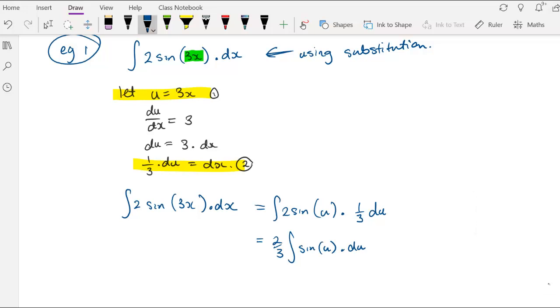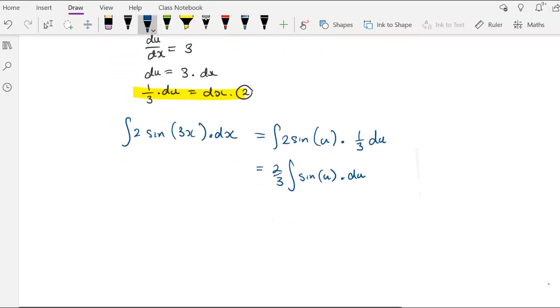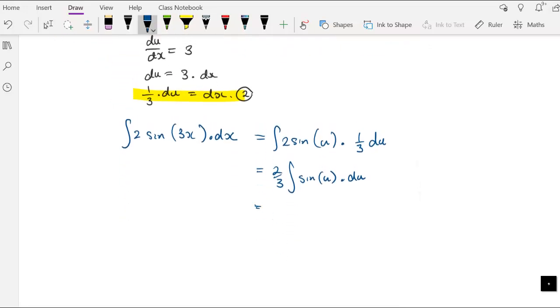Now, the whole idea here is that we end up with the simplest integral we can get, and obviously the integral of sine is very easy there. The integral of sine is negative cos, so we've got 2/3 multiplied by negative cos u plus c. And now we can put u back in as 3x. So we've got negative 2/3 cos 3x plus c, and that's our integral.